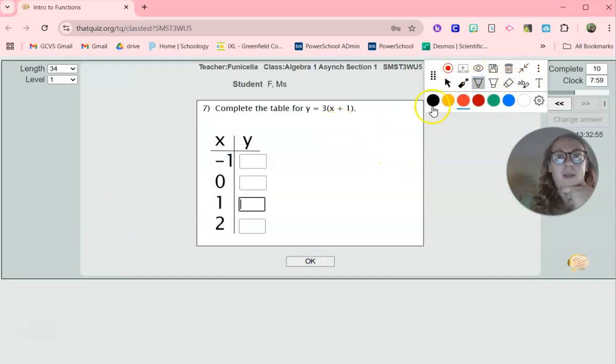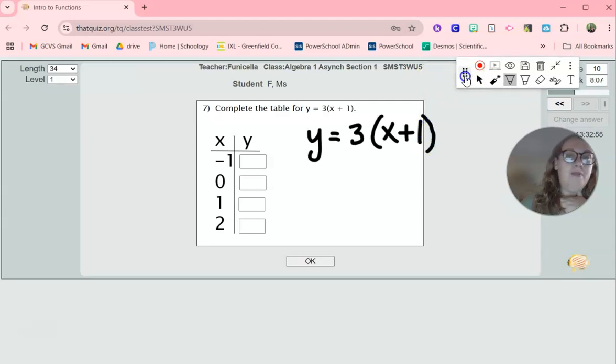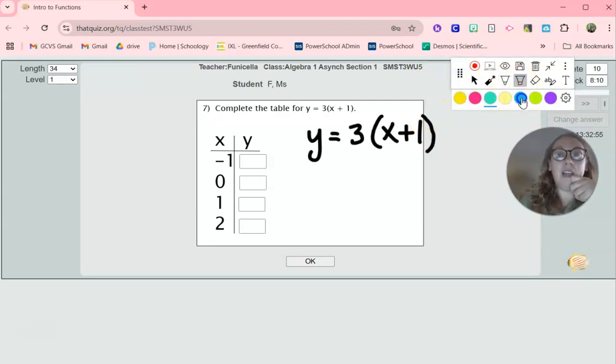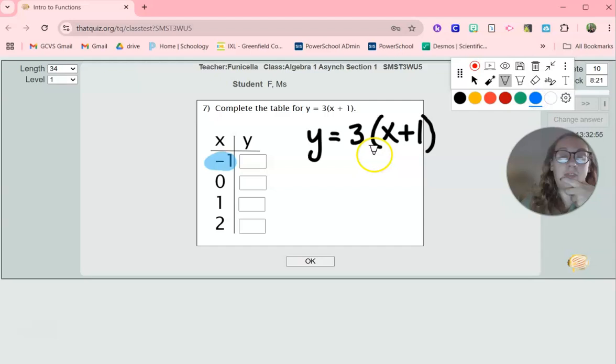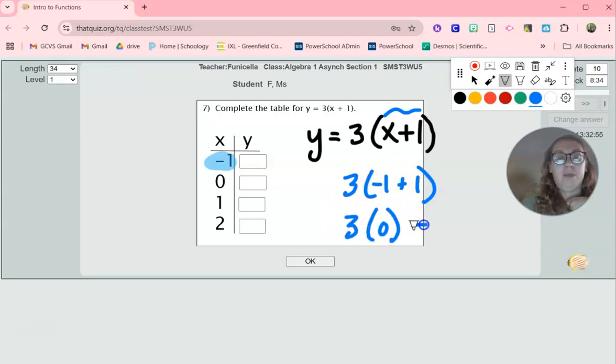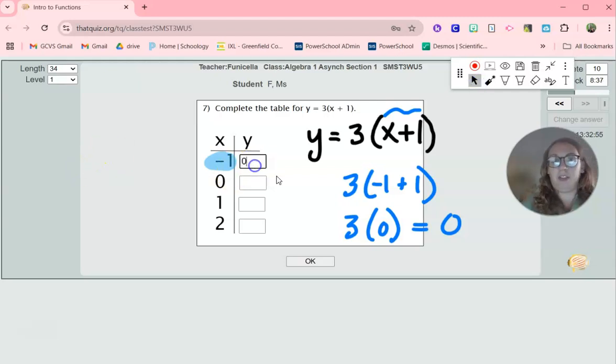Beautiful. Okay. So for this next one, our equation is y equals 3 times x plus 1. And we're plugging in our input values, and we're seeing what we get out. So for the first one, we're going to plug in a -1. So the rule, right, is add 1 and then multiply it by 3. So we have 3 times -1 plus 1. -1 plus 1 is 0. 3 times 0 is 0. So our first output is a 0.